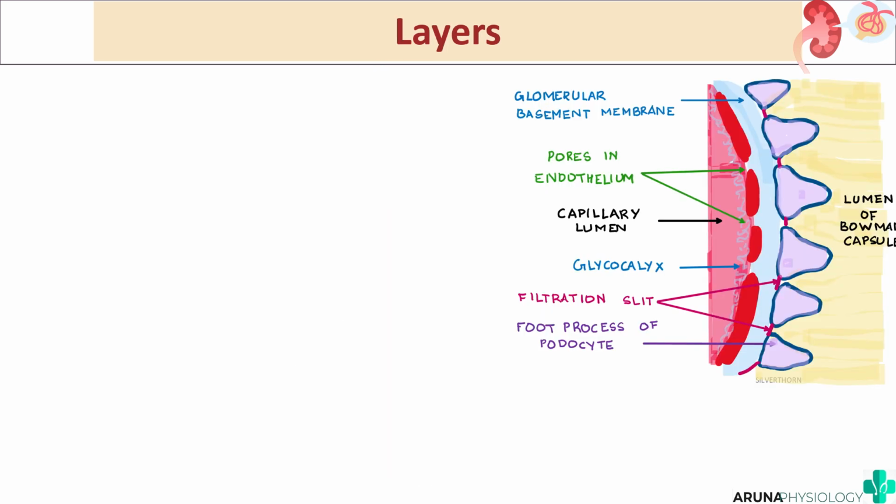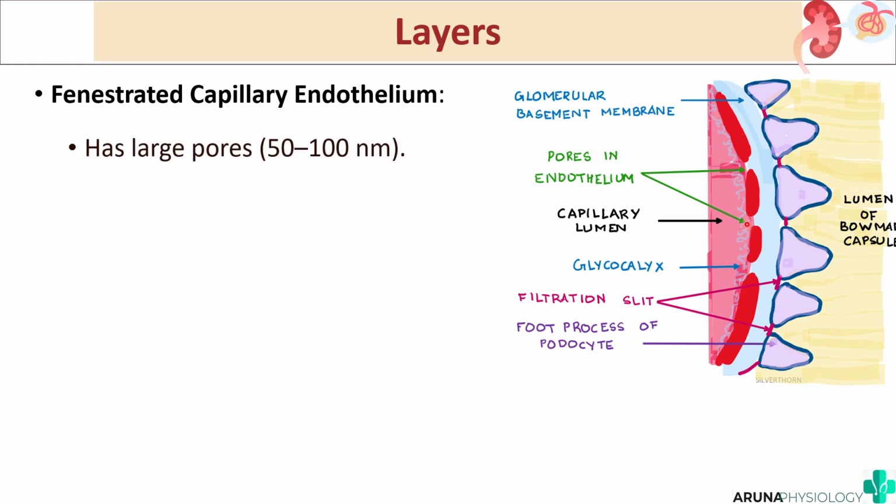Now we'll see each one by one. First, about this fenestrated capillary endothelium, which is this. You can see that there are huge pores in that. It's around 10 to 100 nanometer, and it allows the passage of water and small solute. Remember, the blood cells will usually not be able to pass through this, but water and small solutes can pass through.